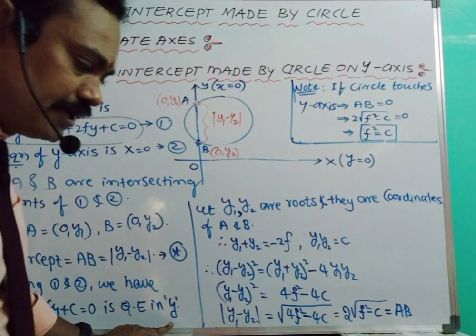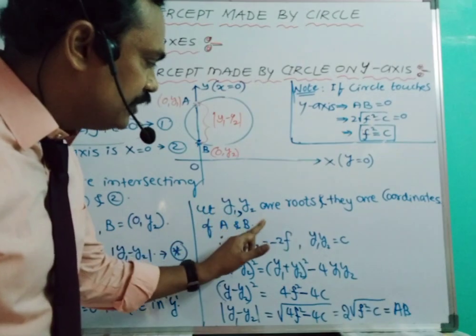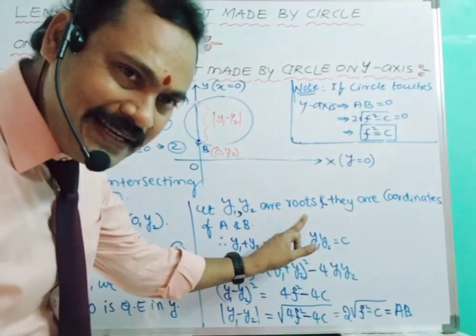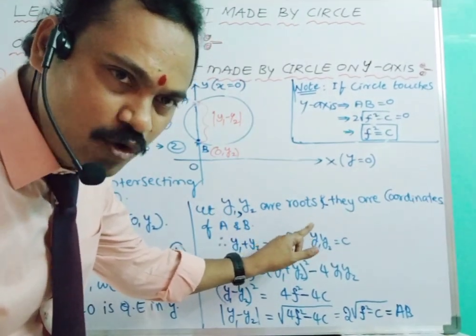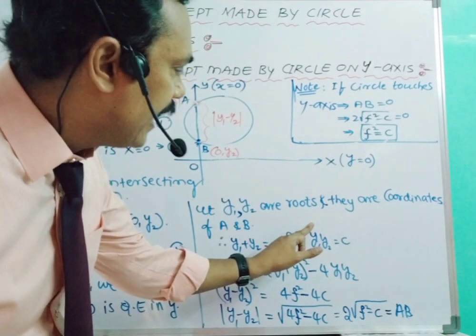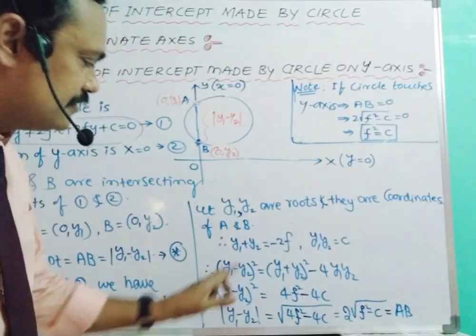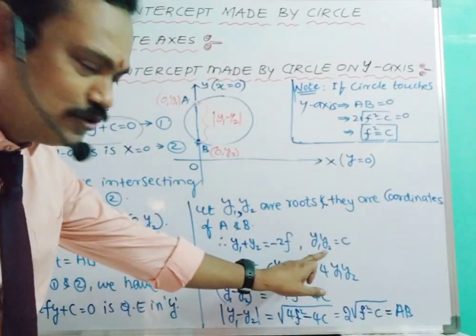So how many roots exist? 2 roots exist. Let us take y1 and y2 as the roots, and simultaneously they are acting as y coordinates of points of intersection of the circle and y-axis. Now, according to the concept of roots, sum of the roots and product of the roots you have to confirm.